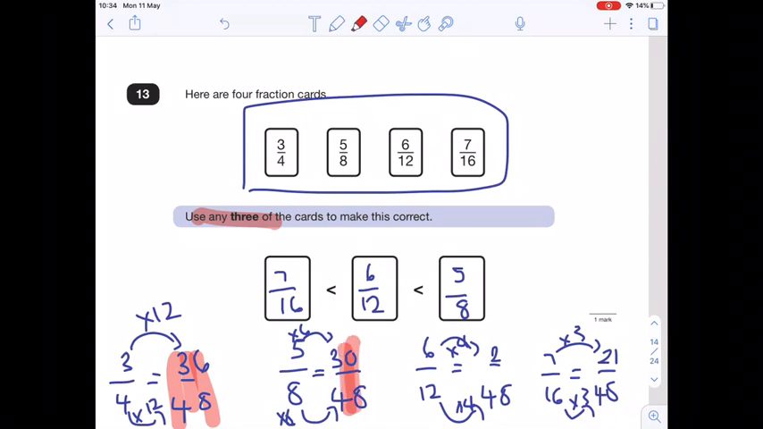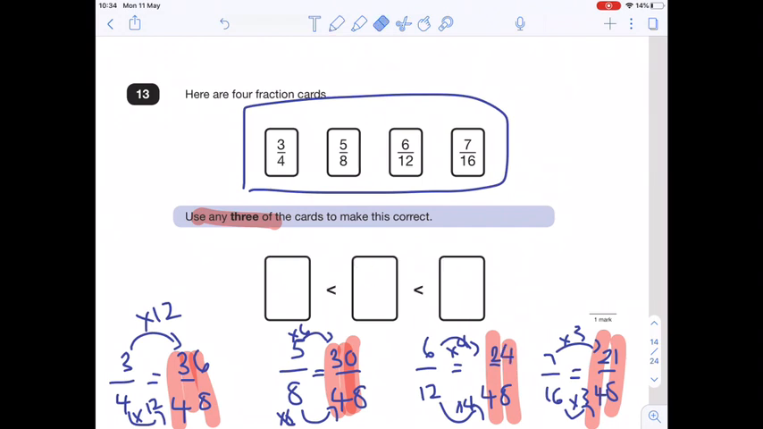Sorry, I'm just going back so you can read them more easily. Got some rubbed out, so just put those back in. That should be 24. Okay, alternatively, you could have had, say, 6 twelfths is smaller than 5 eighths, is smaller than 3 quarters. That's a possibility.